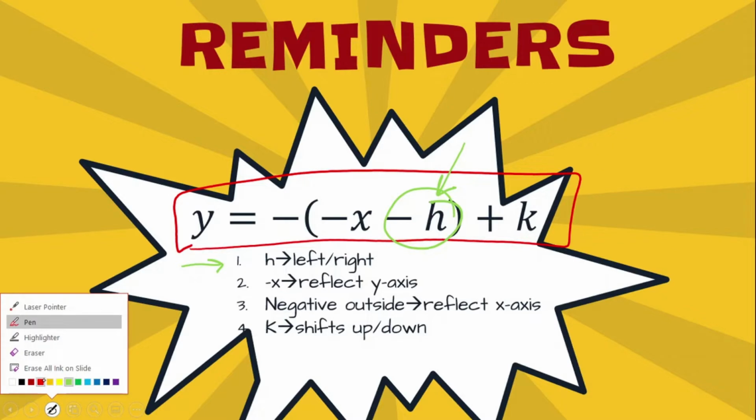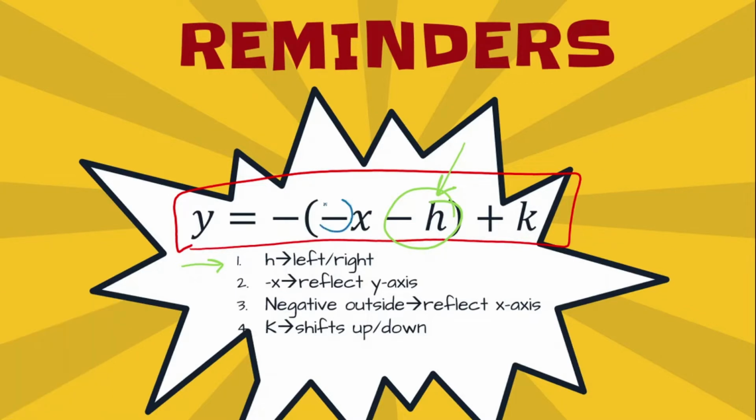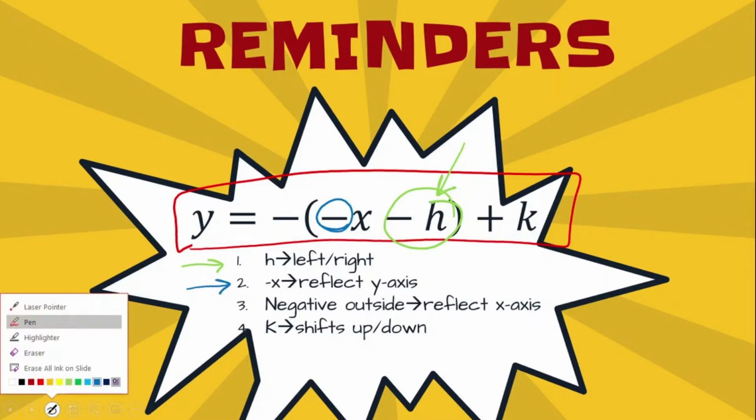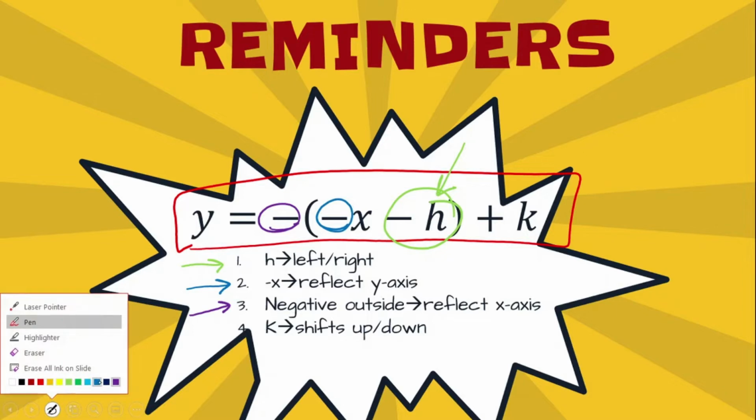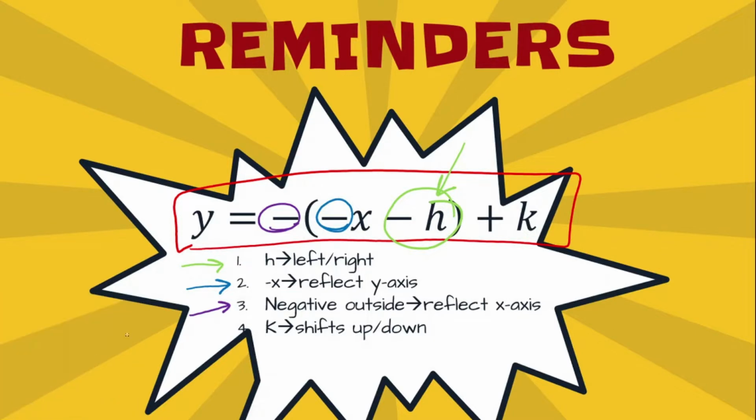Next, if your x is negative, then the graph is going to reflect over the y-axis. Hopefully you guys remember this stuff. If not, make sure you take a picture of it while we're going through it. Next, if there's a negative on the outside, then it's going to reflect over the x-axis. This order is very important, so pay attention to the numbering. And then last, the k shifts the function up and down. Once again, if you don't remember this stuff, please take a picture of it right now.